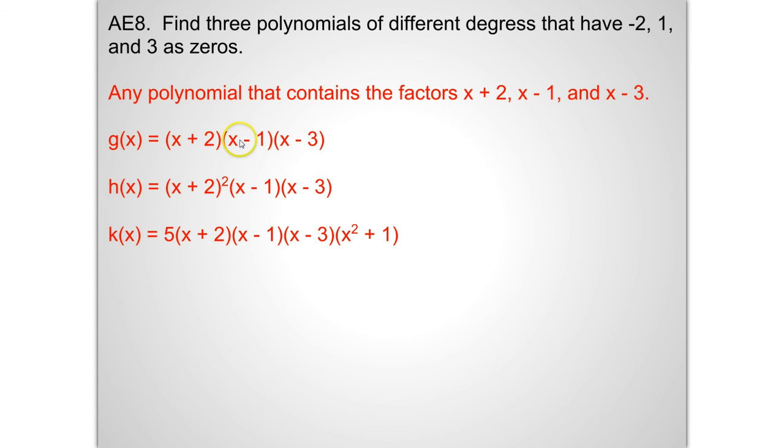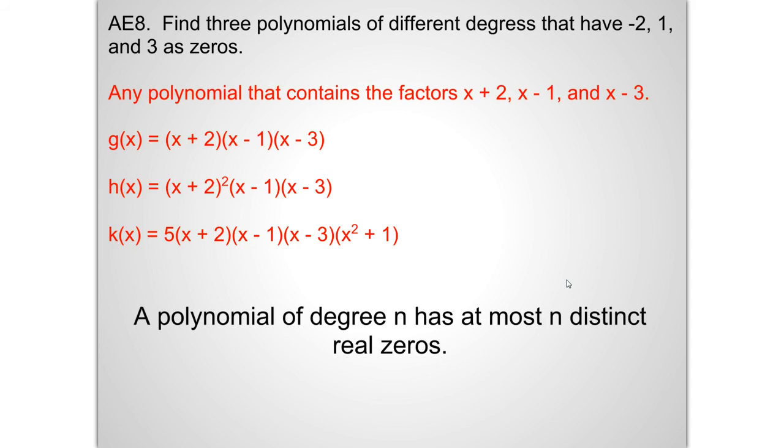So interesting, we have three different polynomials here that each have the same zeros, but they have different degrees. The top one has degree 3, the second one degree 4, and the third one, k, degree 5. Which means that we can conclude that a polynomial of degree n has at most n distinct real zeros, because this one of degree 3 has 3, this one of degree 4 has 3, this one of degree 5 has 3.